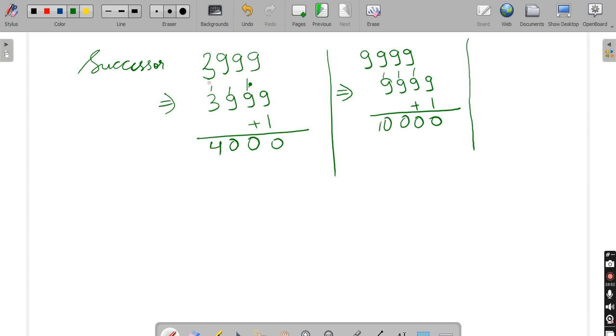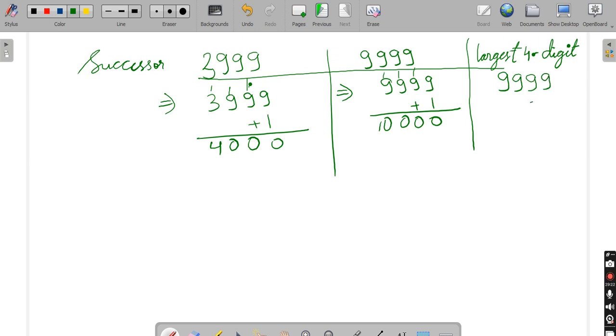In the same question, they can rotate the question also. They will say the largest 4-digit number: successor of the largest 4-digit number. How will you find out? So don't get confused. The largest 4-digit number is 9999. Okay, the same method you should apply and solve it. Plus 1. Then you will get the same answer as we got before.